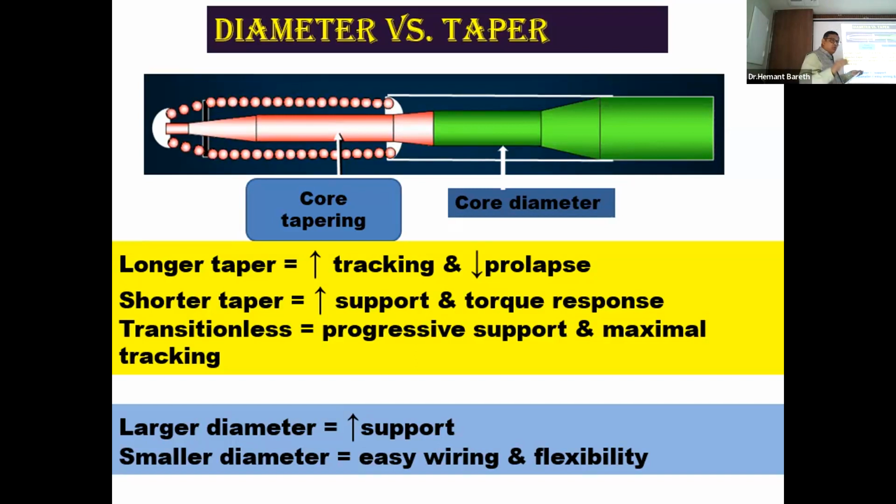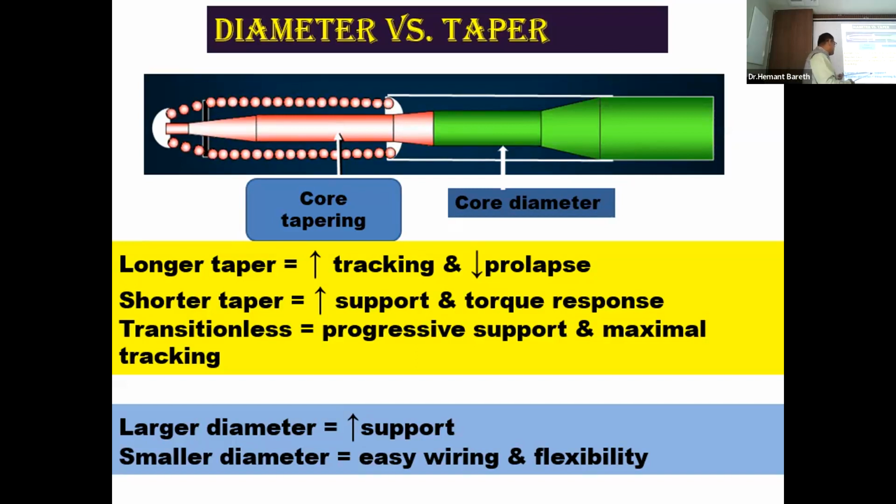But a shorter taper will give more support because more thickness of core is extending to the tip, and it will also have more torque response because more core is present to the tip, and therefore 1:1 transmission. The problem will be that it might prolapse. So sometimes you have seen you are trying to put the wire and you push the wire and suddenly you see the tip bends. That will happen if you have a shorter taper. With a longer taper, this will not happen.